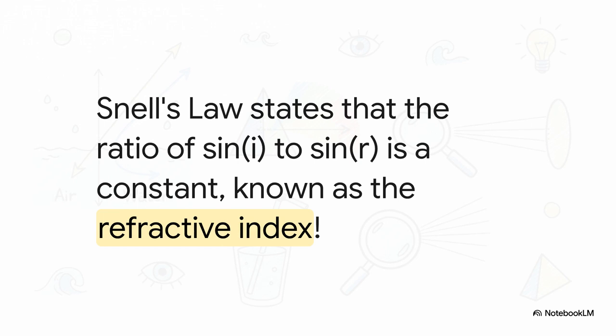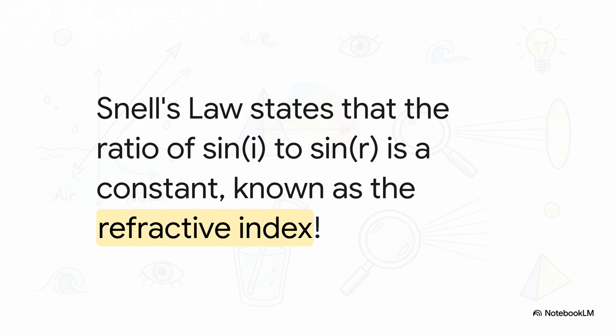It simply states that the sine of the angle of incidence, that's the angle the incoming light ray makes with our imaginary normal line, divided by the sine of the angle of refraction, which is the angle the newly bent ray makes, always equals a constant number for any two given materials. And we call this specific constant the refractive index. You'll often see it represented by the little Greek letter mu.